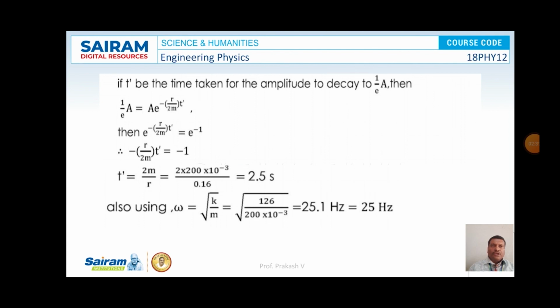Then e to the power minus R by 2m into T is equated as e to the power minus 1. So we get minus R by 2m into T is equal to minus 1. Therefore T dash is equal to 2m by R, that is 2 into 200 into 10 to the power minus 3 by 0.16, that is equated to 2.5 seconds. Also, using omega is equal to square root of K by M, we get square root of 126 by 200 into 10 to the power minus 3, that will be equated as 25.1 hertz or equivalent to 25 hertz.